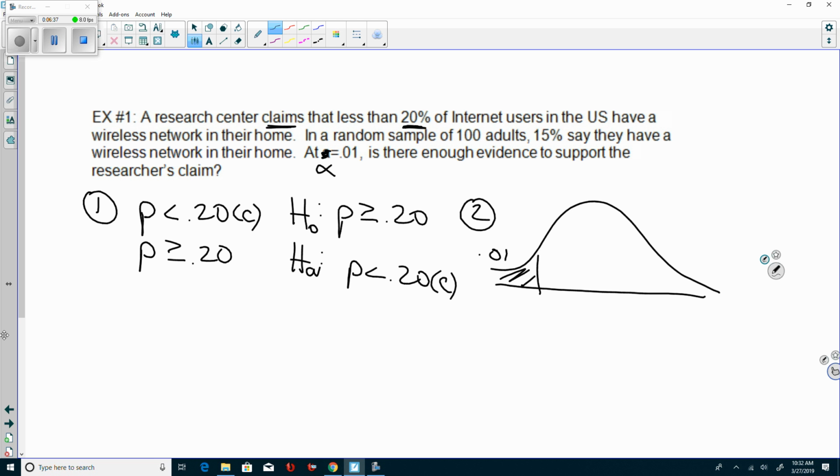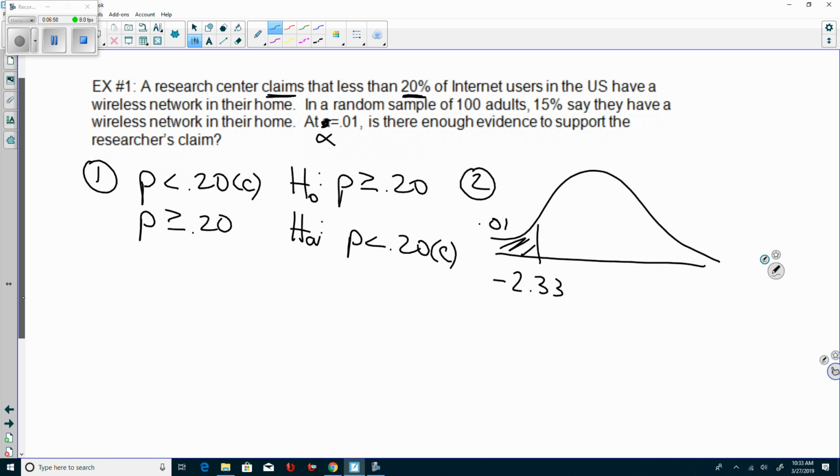So this is a Z critical value, not a T. There's no degree of freedom. So when I look up 0.01 in the back of the book, I get negative 2.33. Step 2. So then step 3.